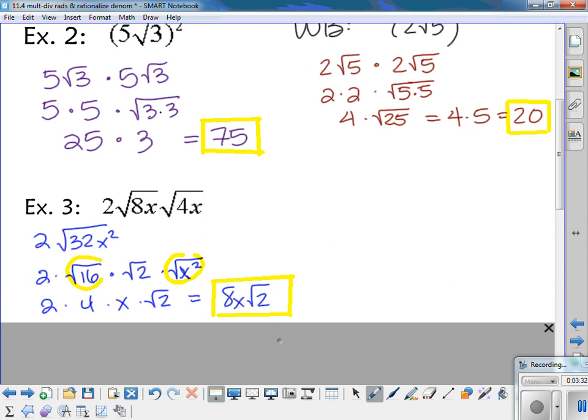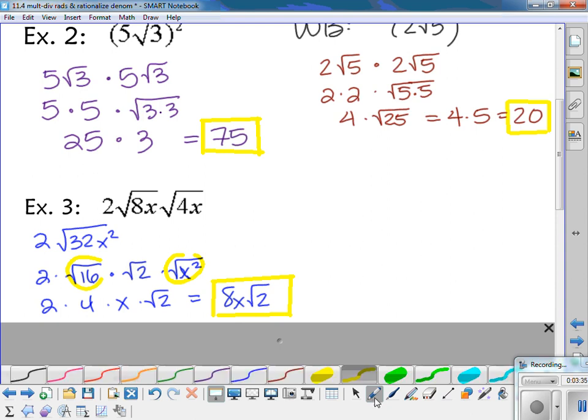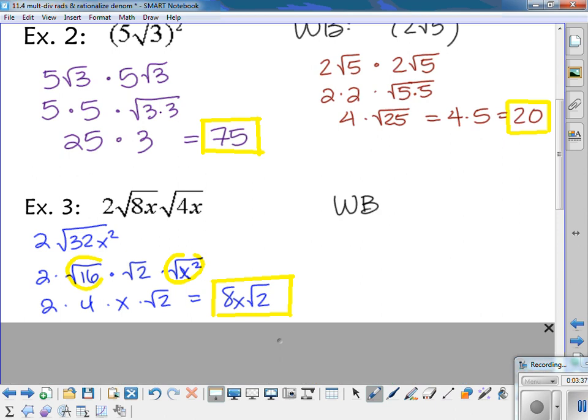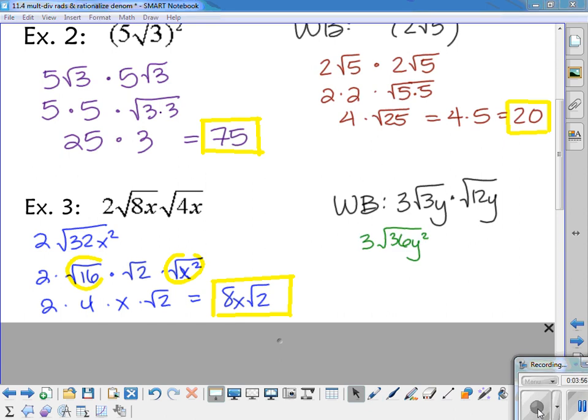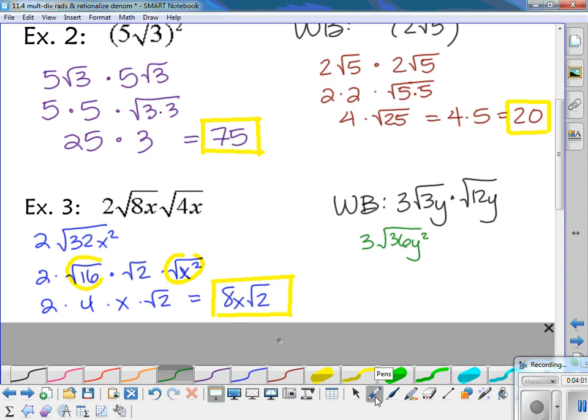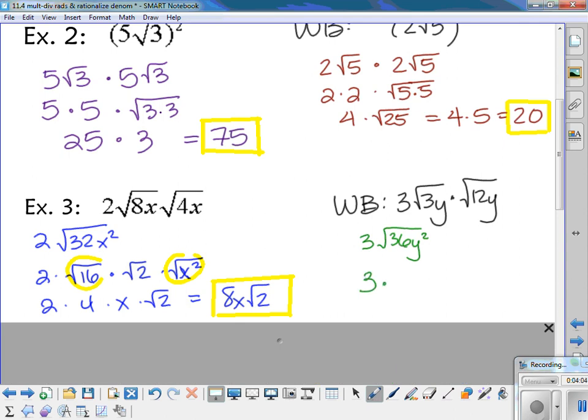Any questions on that? Okay. All right, so on your whiteboards, I want you to do 3 times the square root of 3y times the square root of 12y. So on this one, when you multiply them, you get 3 times the square root of 36y squared, and both of those are perfect squares. What's the square root of 36? 6, and the square root of y squared? Y. So it just comes out to 18y.